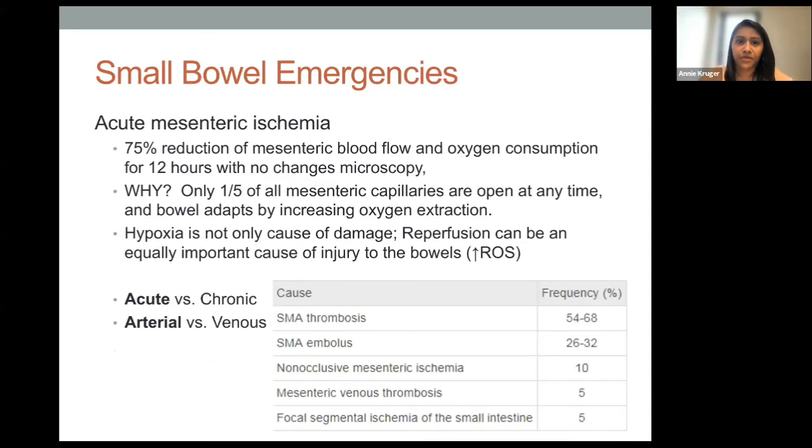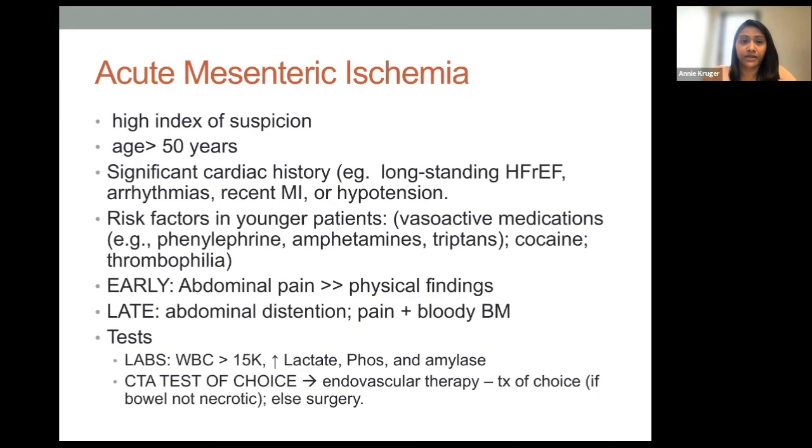The most common small bowel emergencies you need to know of are acute mesenteric ischemia. This is when there's up to 75% reduction of mesenteric blood flow, and there's inappropriate oxygen consumption for over 12 hours. So this is sort of a disease where you basically have hypoxic injury to the bowels, and the most common cause is either SMA thrombosis or SMA embolus, and it can be acute or chronic.